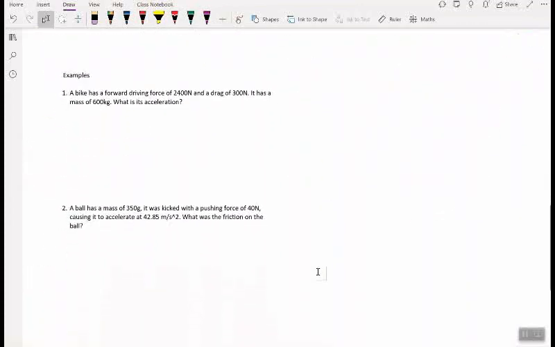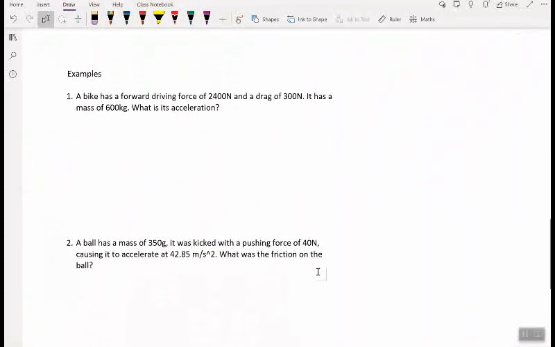A bike has a forward driving force of 2,400 newtons and a drag of 300 newtons. What is its acceleration if its mass is 600 kilograms? The first thing we're going to do is write down our formula, F equals ma. It's asking us for acceleration, so we need to rearrange. Well, I've got F over m equals a.